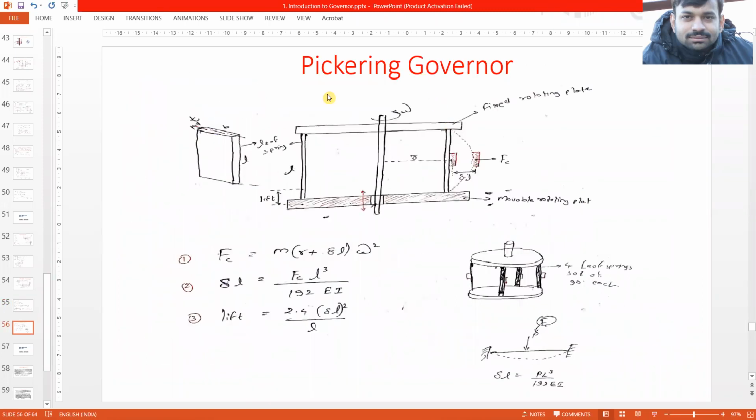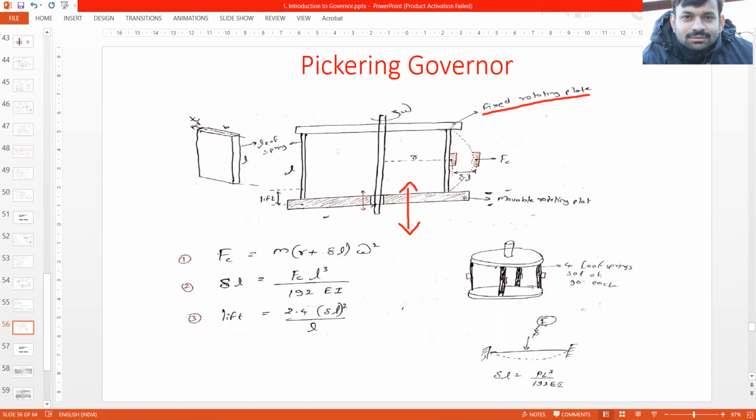The last spring-loaded governor is the Pickering Governor. Now in this Pickering Governor, we have this central spindle which is connected to the crankshaft. Over this spindle, we have this movable rotating plate. Instead of a sleeve, we have a movable rotating plate, and there is a fixed rotating plate. This movable rotating plate can move vertically up and down, and this fixed rotating plate will remain fixed.